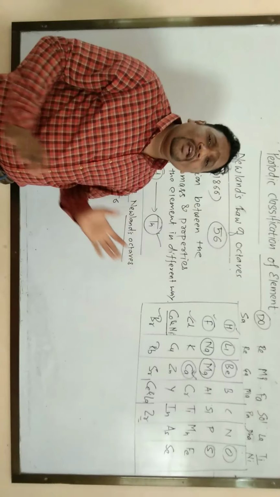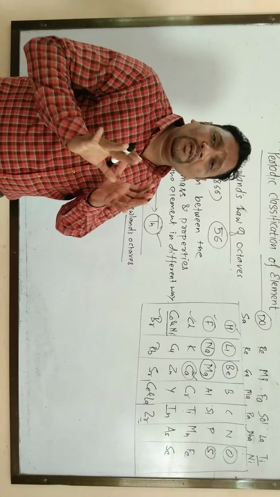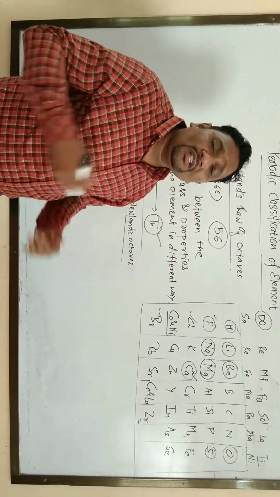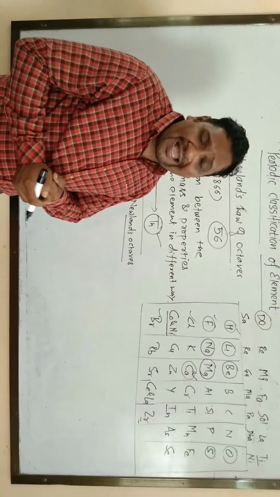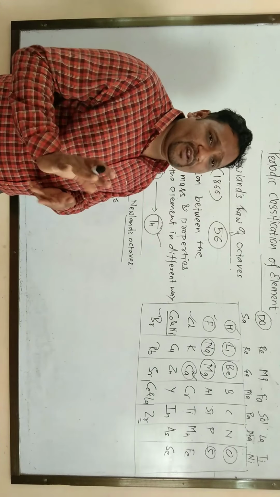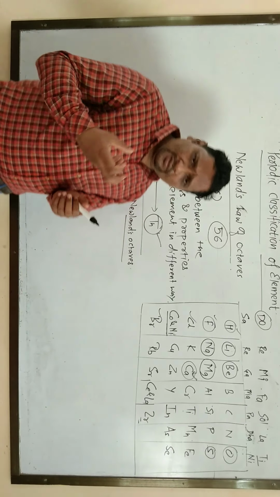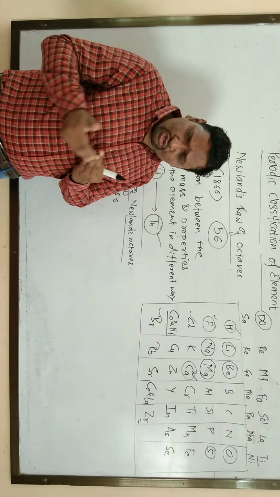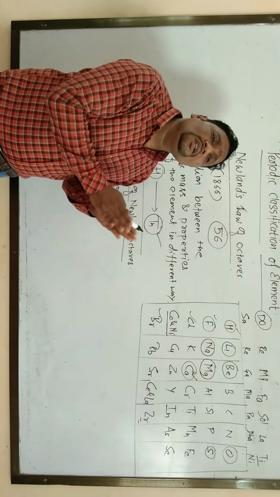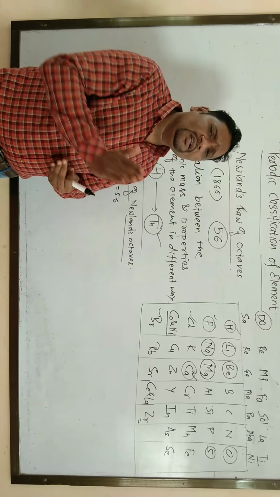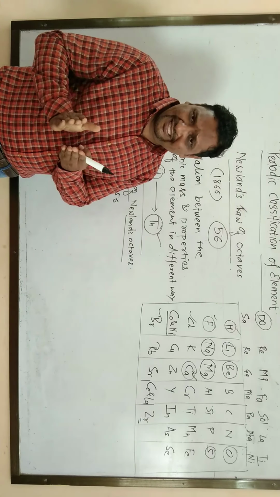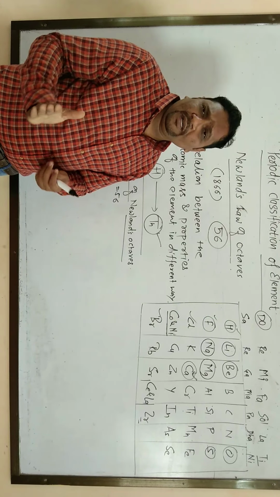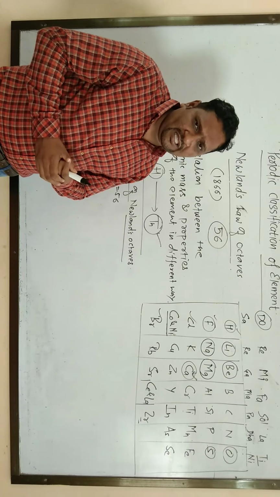Last one, there was no provision in the Newlands table for the newly discovered elements, as the newly discovered elements had different properties. ये simple बात है, मैं आपको फिर से समझाता हूँ. देखो Newlands के table में नए खोजे हुए elements के लिए जगह नहीं थी, और जो नए खोजे हुए एलिमेंट्स है उनके प्रॉपर्टीज इन एलिमेंट्स से मैच नहीं करते थे.